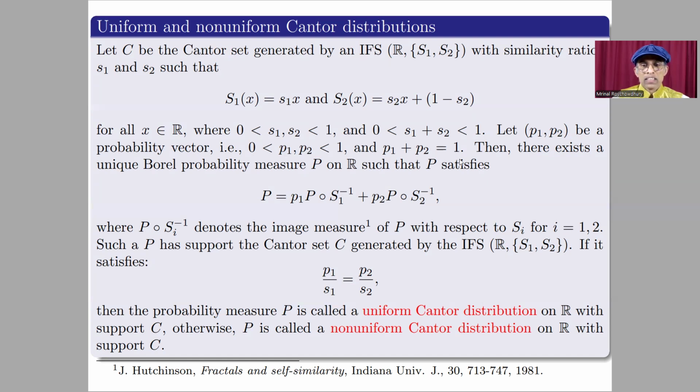Then there exists a unique Borel probability measure P on R such that P satisfies this condition, where P∘Si^{-1} denotes the image measure of P with respect to Si for i = 1, 2. And for more details, one can see Hutchinson's paper, Fractals and Self-Similarity, published in Indiana University Mathematics Journal.